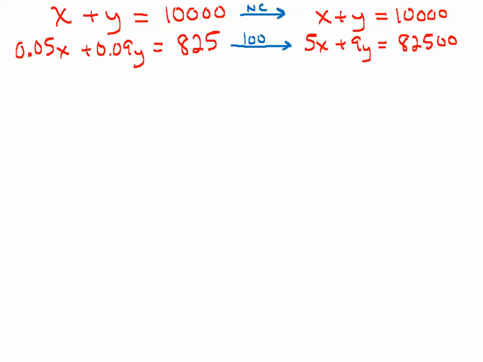Okay, now the question is, what should I do to make opposites? My thoughts exactly. Let's multiply the top by a -5. You could do it with a -9, but why choose bigger numbers when you don't have to? Okay, on the bottom, no change.